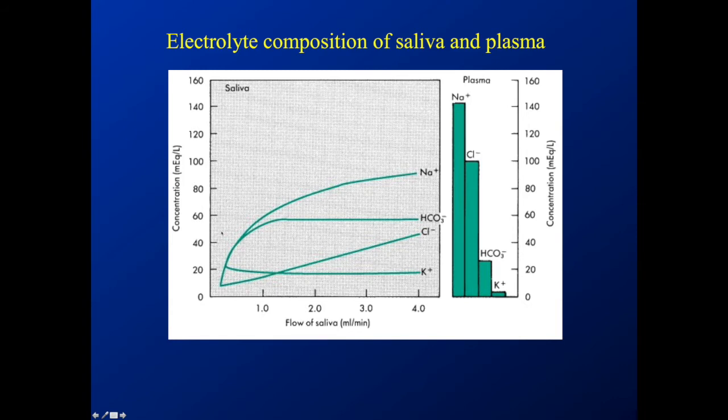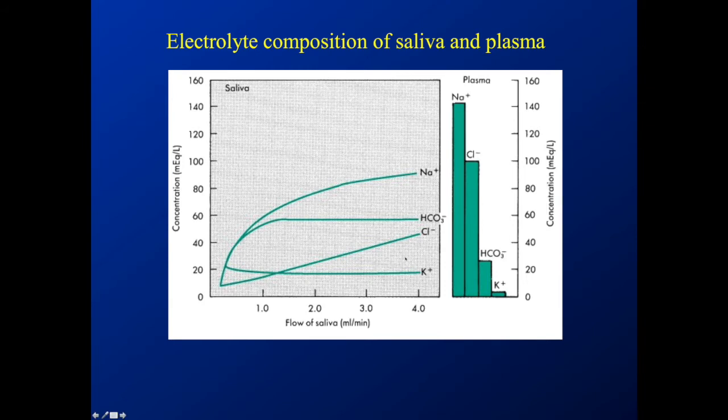So we have a graph here of concentration of the mineral, and then you have the flow of saliva in mils per minute. And as you can see, the sodium and the chloride increase as you create saliva faster and faster. The potassium decreases very slightly with increase in flow rate, and the bicarb very quickly reaches an equilibration point. The earlier increase in bicarb is just sort of how fast it can be made.